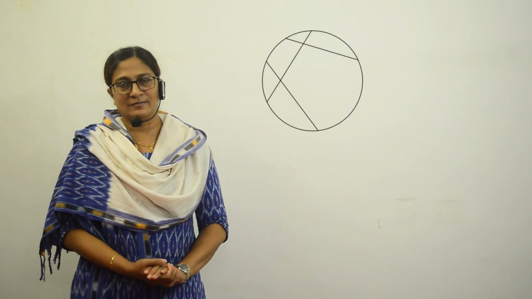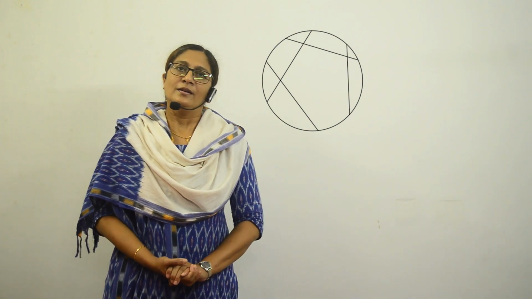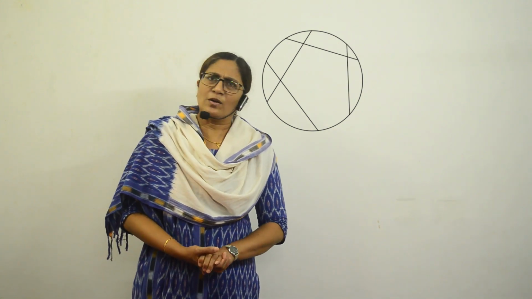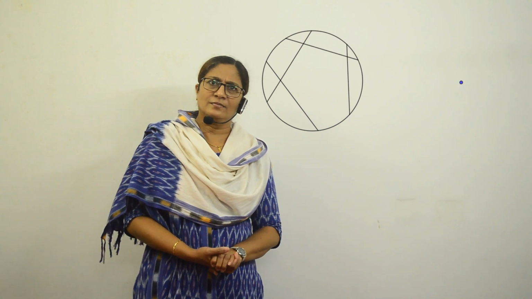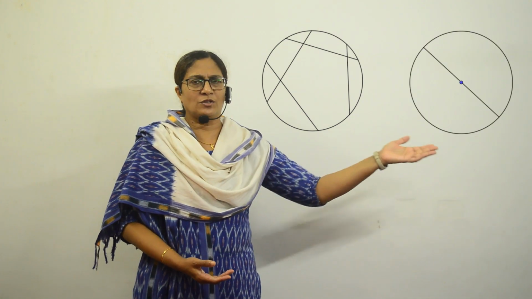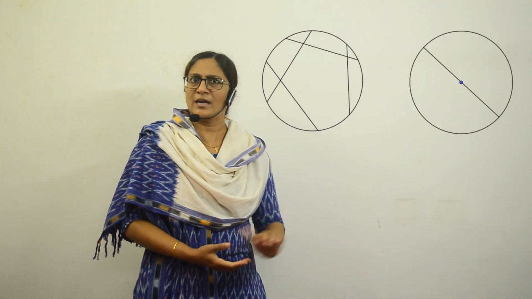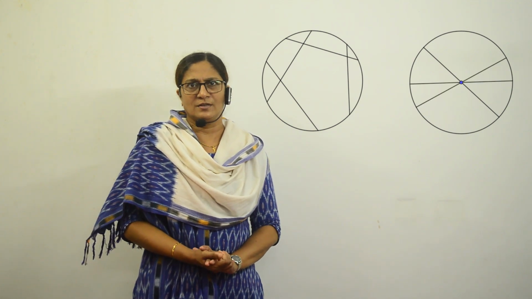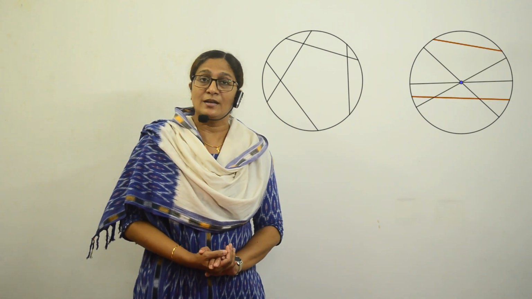What is a chord? A chord is a line which joins any 2 points in a circle. These are all chords of a circle. Now, is a diameter a chord of a circle? Yes, a diameter joins any 2 points on a circle. So a diameter is also a chord of the circle. A diameter is the largest chord of a circle.